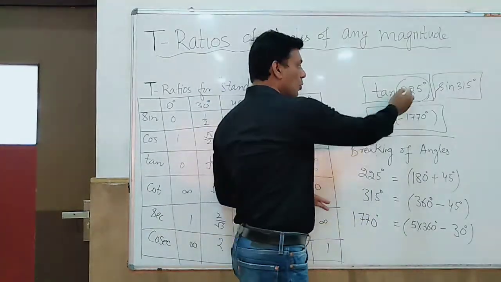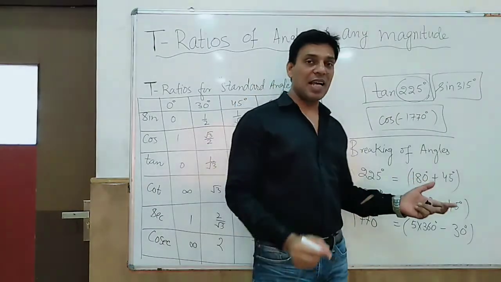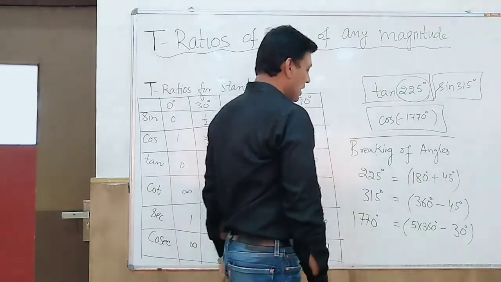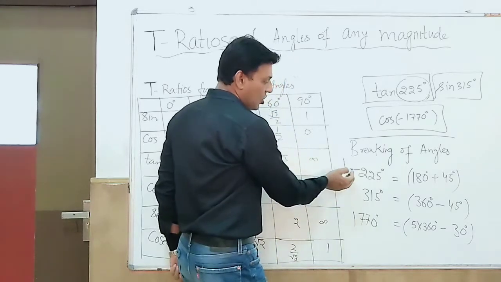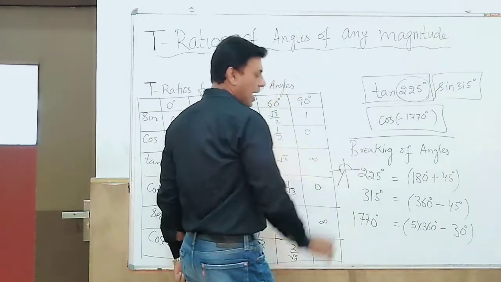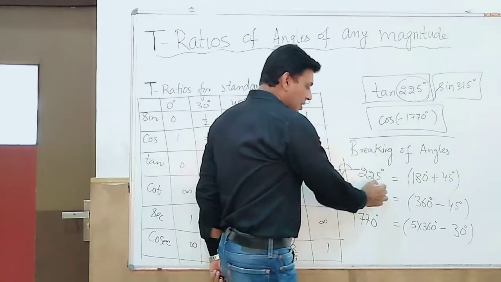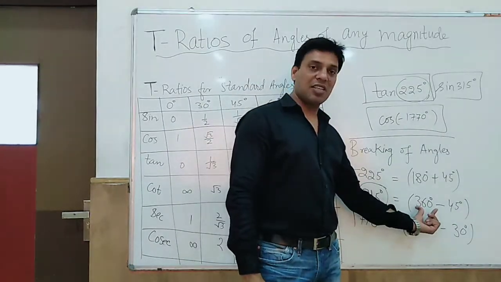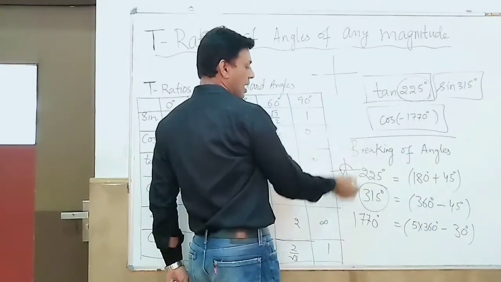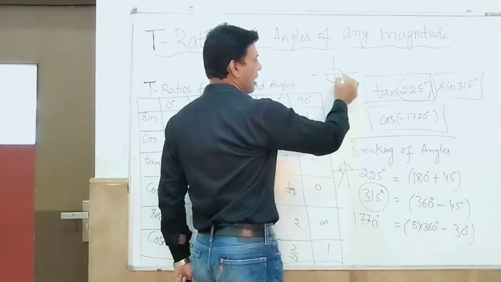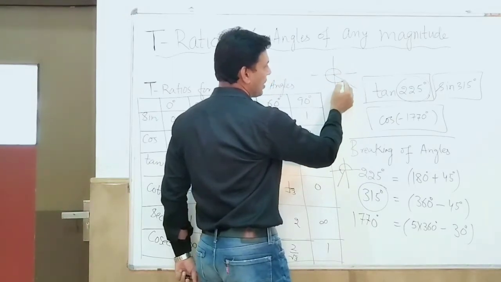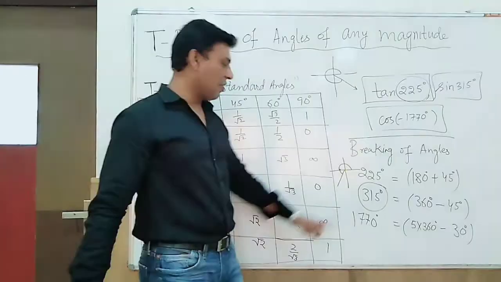Like 225 degree can be written as 180 plus 45 degree. So I can understand where this angle is lying. This is 180 degree till here, then 45 degree. So this is my angle 225. Similarly, 315 degree can be written as 360 degree minus 45 degree. That is, 315 degree can be expressed like 360 till here, then minus 45. It means we have to go back 45 degree. So this is your 315 degree.